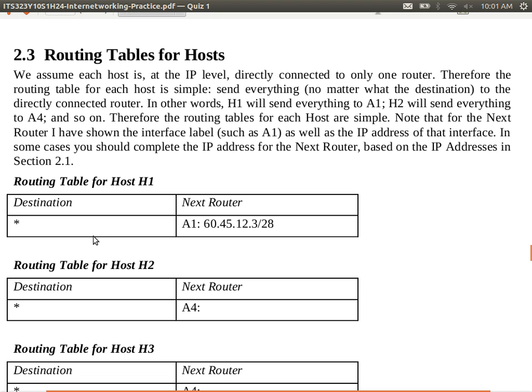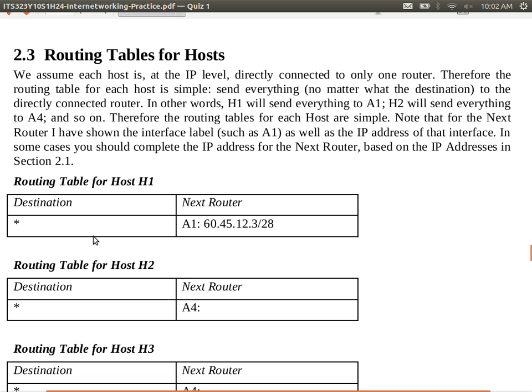I've given the interface label, you should give the IP address. The next node, the next router. For host 1, the routing table is: to reach any destination, the star means any value, to reach anyone on the internet, send to the next router identified by label A1, which has the IP address, and that's what we calculated in the previous step, of 60.45.12.3. That was the one here, /28.